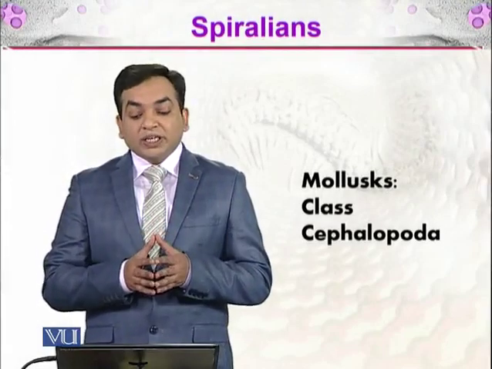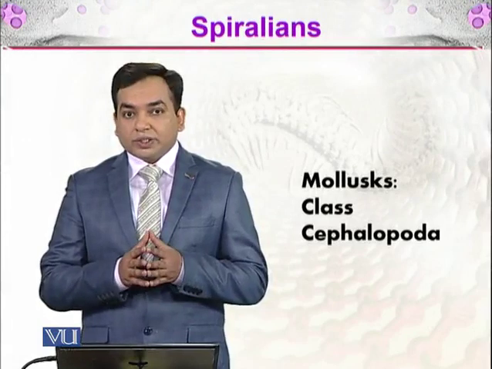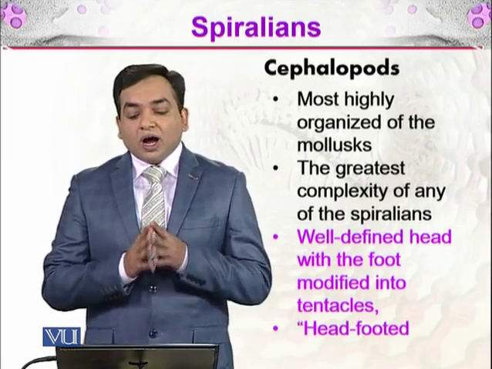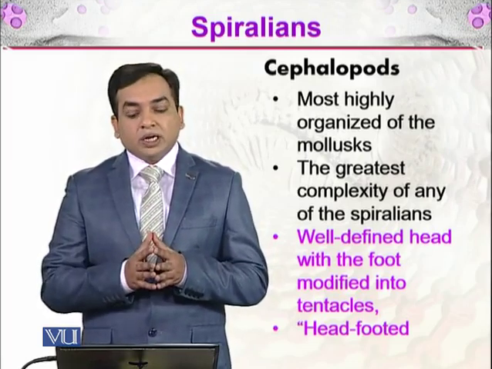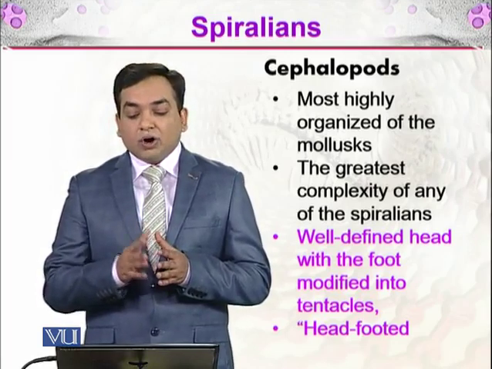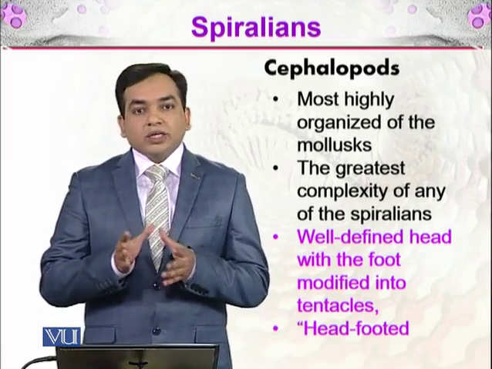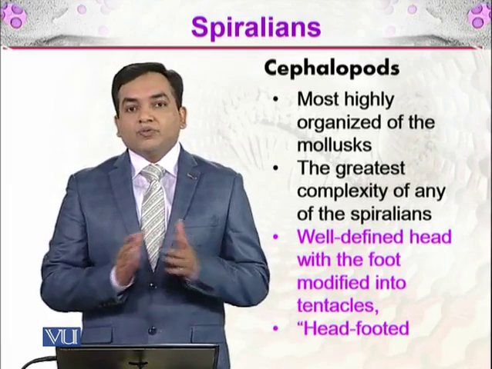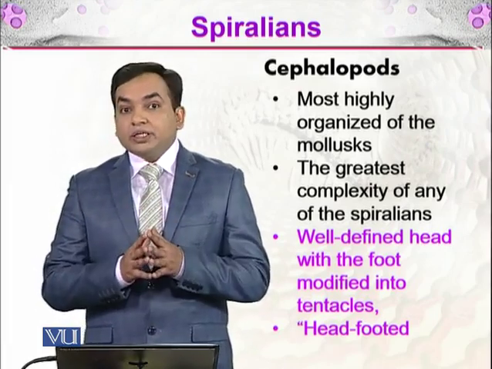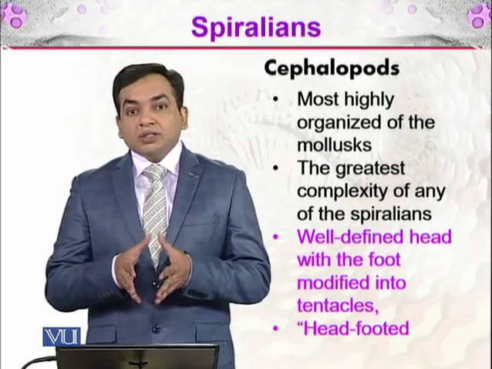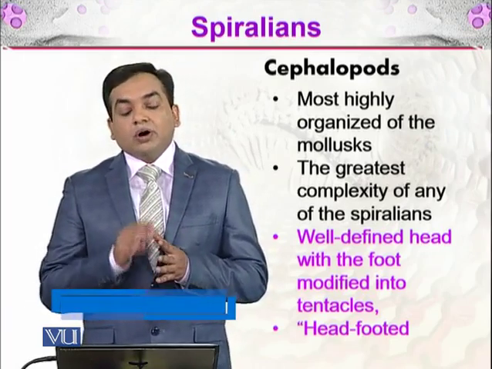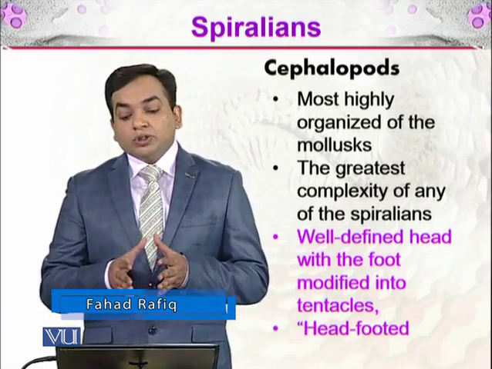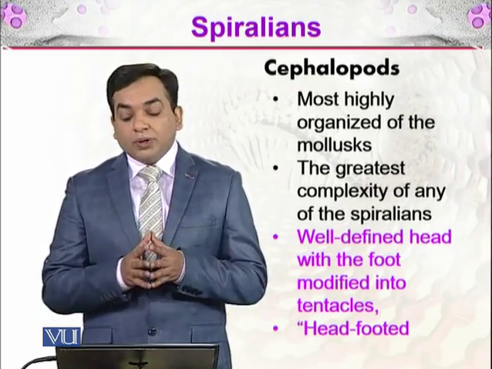In the Spiralians, we will be discussing the class Cephalopoda of the mollusks. The Cephalopoda are the most highly organized of the mollusks, and they have the greatest complexity of any of the Spiralians. As we have seen a trend, as we go from one organism to another and discuss the different groups, the phyla, there is a degree of complexity. As we reach this topic, the cephalopods are the most complex, not only inside the Mollusca, but also within the Spiralians, the whole bigger group.